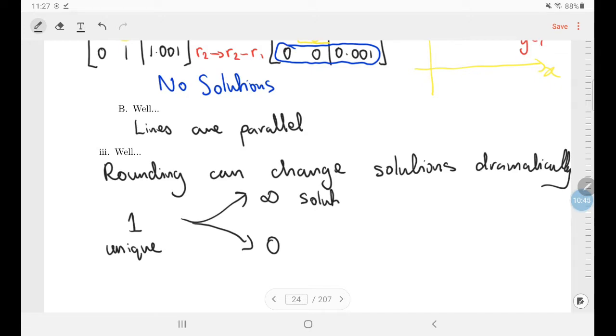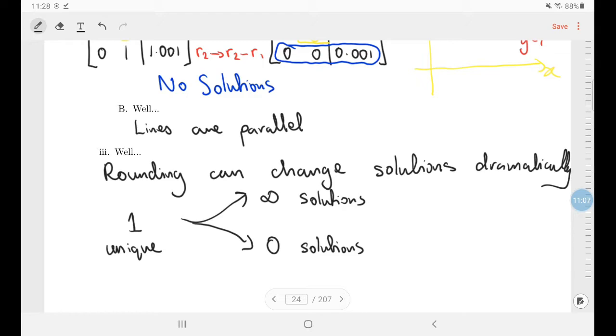So not only can rounding really change the answers, as we would have seen last week, where using 4 significant figure rounding, the answer should have been both around 1, and we got, I think, 0 and 1. Not only can that happen, but the whole nature of the solutions can change as well. You can go from a unique solution to infinitely many solutions to no solutions.